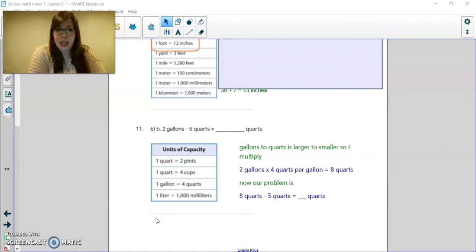So now if I set up our problem with this, I know that the problem becomes 8 quarts minus 5 quarts equals blank quarts. So to find your answer for this problem, take 8 and subtract 5. You can pause the video now to record this on your answer sheet.